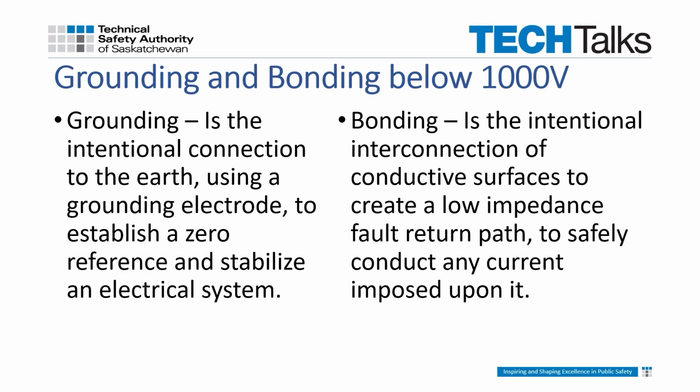First, let's be straight. As per the Canadian Electrical Code, grounding and bonding are really two different things. Grounding is the intentional connection to the earth using a grounding electrode to establish a zero reference and stabilize an electrical system. Bonding is the intentional interconnection of conductive surfaces to create a low impedance fault return path to safely conduct any current imposed upon it.